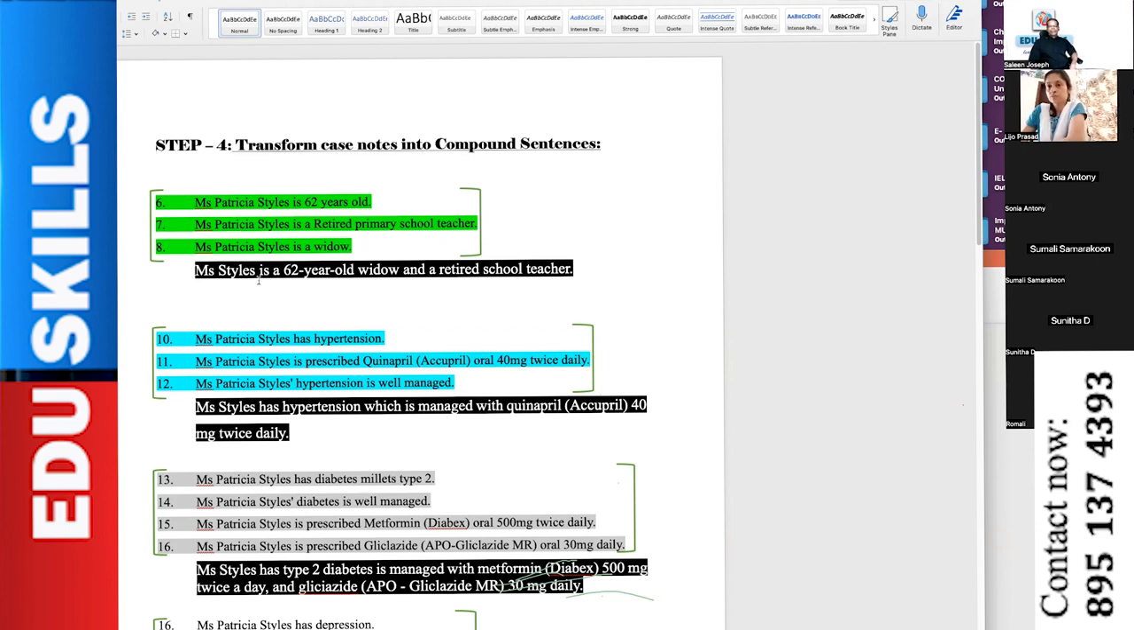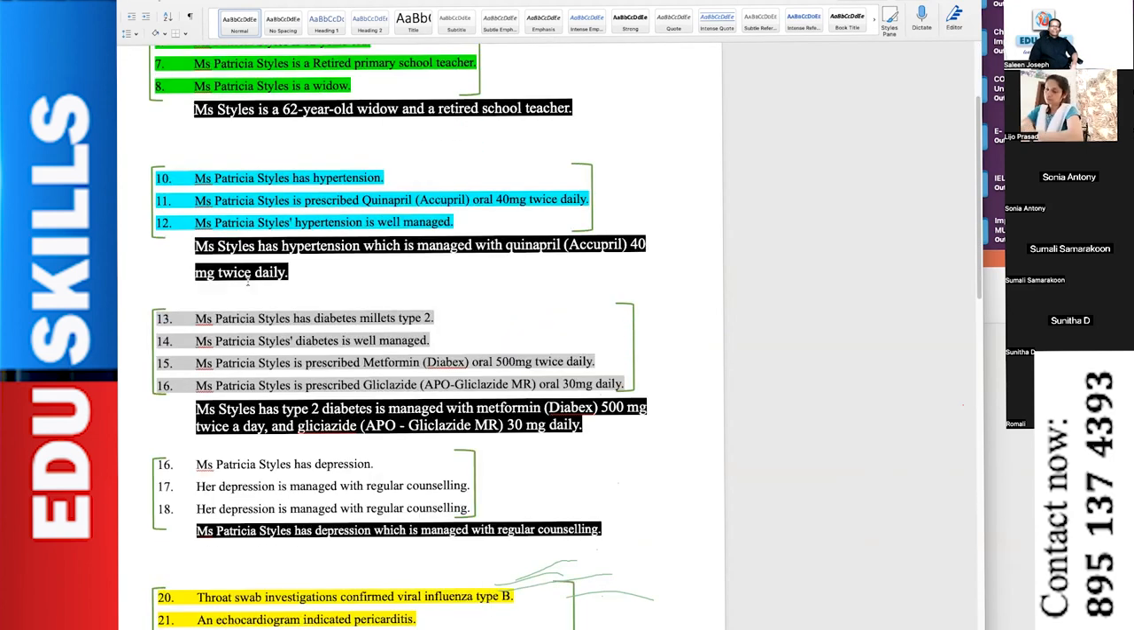Patricia Styles is a widow. He is combined into one compound sentence. Mr. Styles is a 62-year-old widow and a retired school teacher. Next, you see 10, 11, and 12 together. We have framed into... Can somebody read the sentences and the compound sentence?